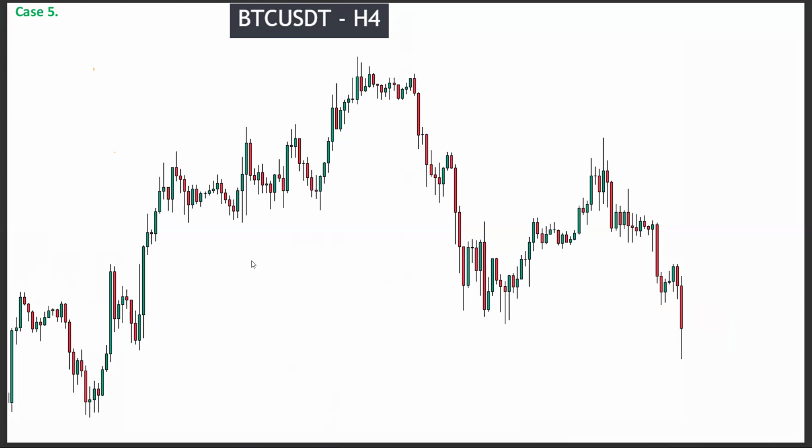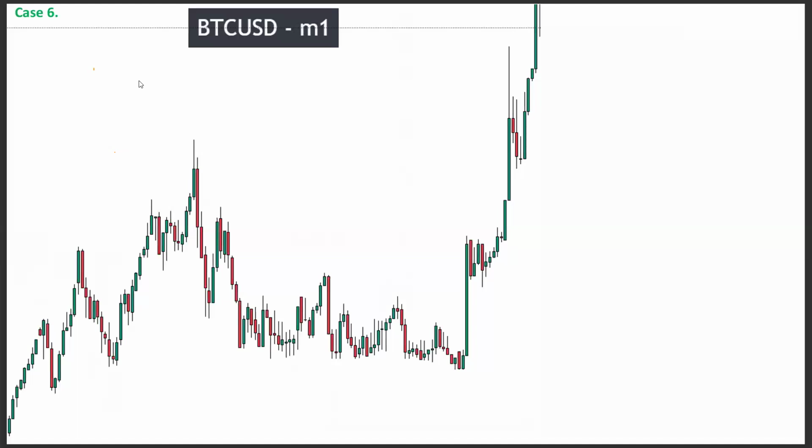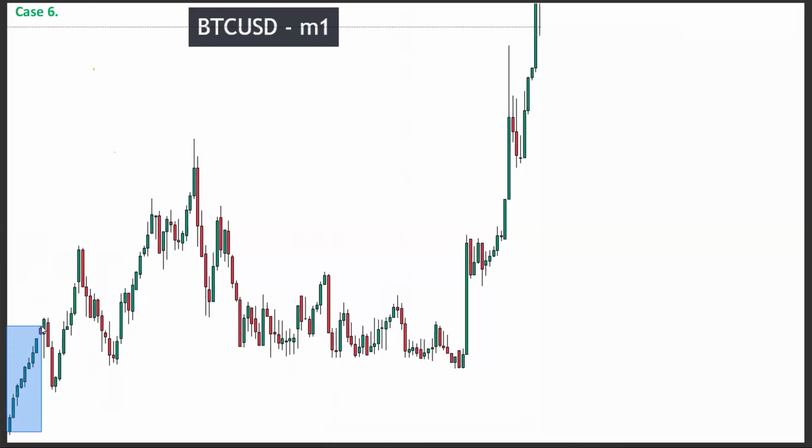All right, so now, next case. Let's see this strong wave. This is a pullback. You can see this candle is big. This is a strong impulse wave from this point.